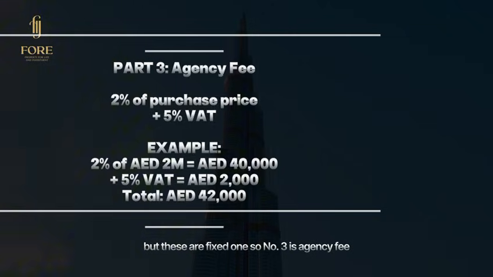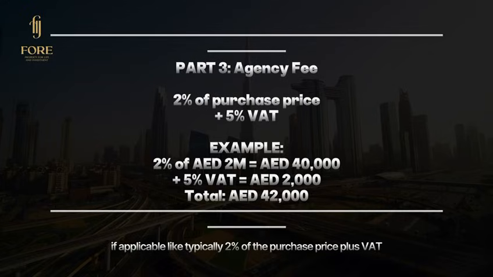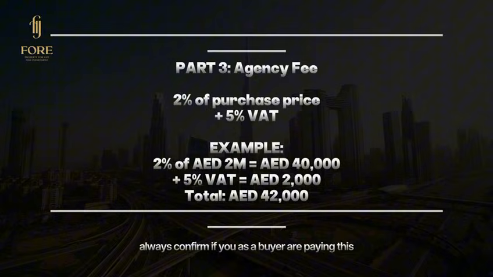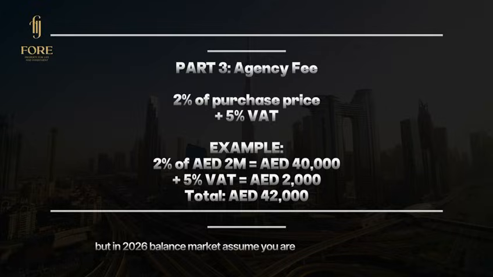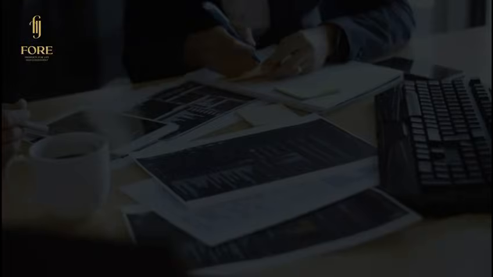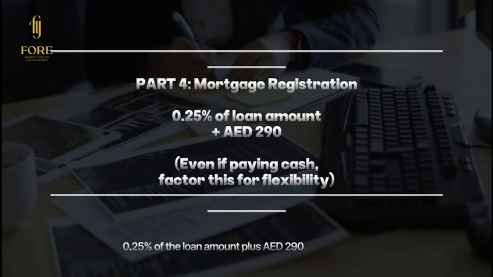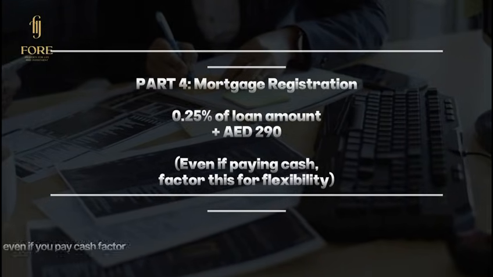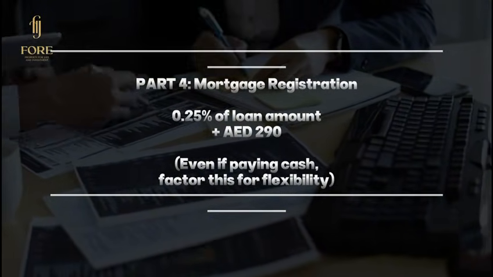Number 3 is the agency fee, if applicable, typically 2% of the purchase price plus VAT. Always confirm if you as a buyer are paying this. It's sometimes covered by the seller, but in a 2026 balanced market, assume you are. Number 4, the mortgage registration fee, if applicable: 0.25% of the loan amount plus AED 290. Even if you pay cash, factor this in for future flexibility.